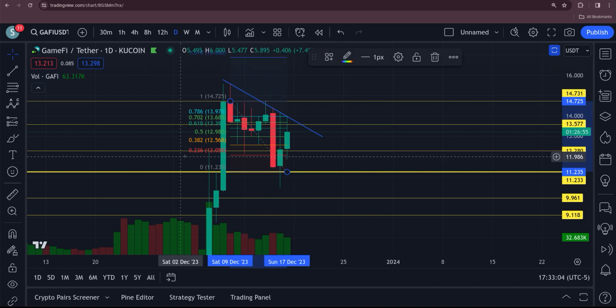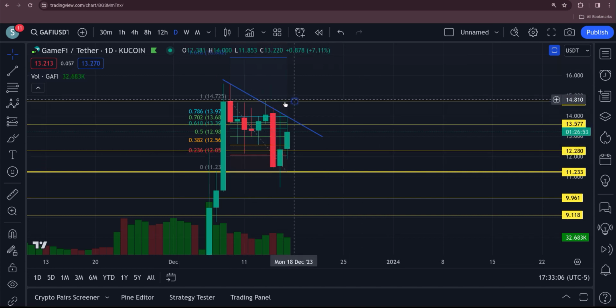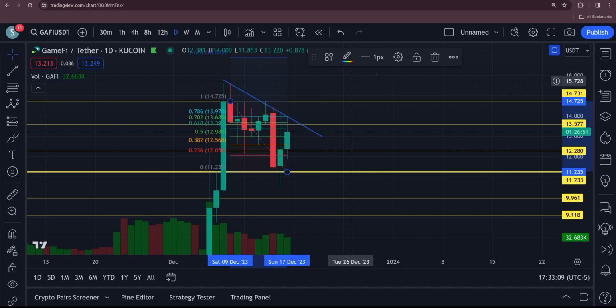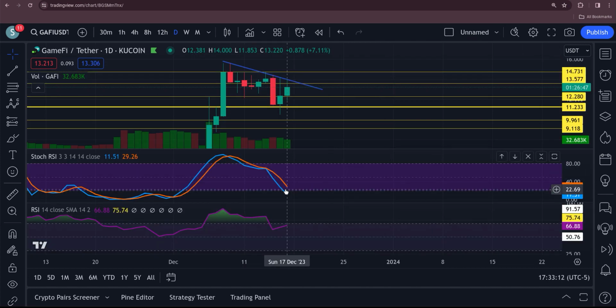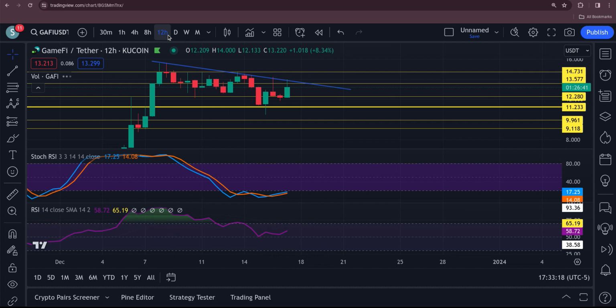I think possibly this thing could have bottomed. I see an ABC in here, an ABC correction. Let's look at some RSIs. All right, we have the daily still pulling down. It's at 11 and 29, bearish. We have a 12-hour oversold, trying to push up.